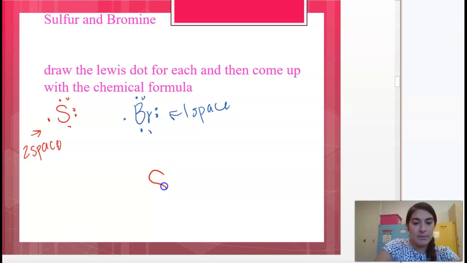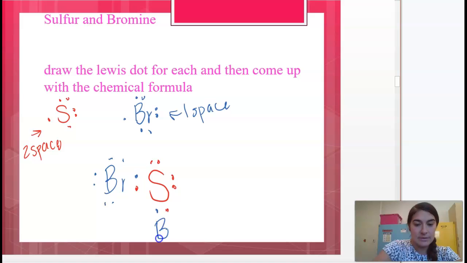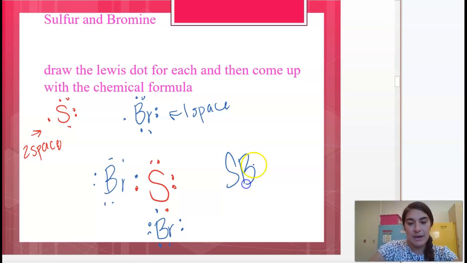And so we're going to go ahead and put that sulfur in the middle because it's got more openings, right? So it's going to need more friends. So we've got sulfur there. Bromine has the one empty space where it can come in and share. And now when you look at these atoms, they all have 8 around them, which means they're all happy, right? That was the goal. So this would be SBr2, okay?